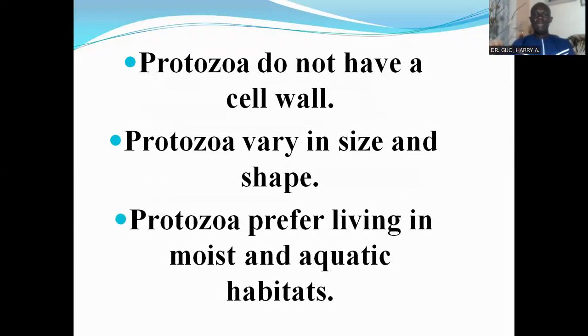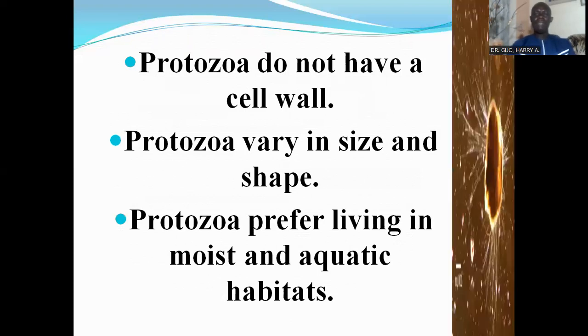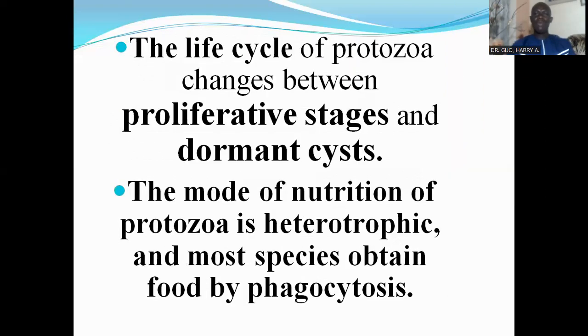Protozoa prefer living in moist and aquatic habitats. They are able to survive and proliferate more in moist and aquatic habitats. The life cycle of protozoa alternates between proliferative stages and dormant cysts. They have two life phases, the proliferative stage and the dormant cyst stage. The proliferative stage is when the organism is active, while the dormant stage is an adaptation to survive harsh environmental conditions.